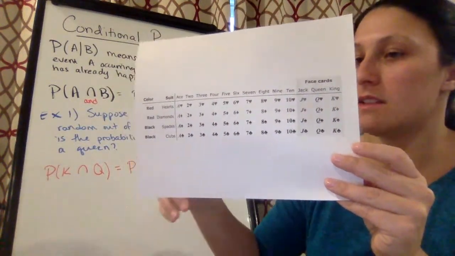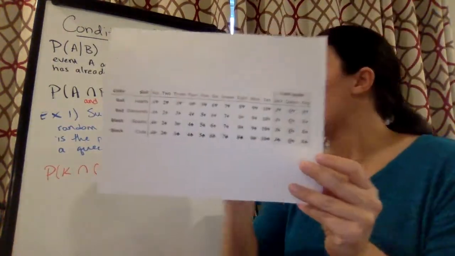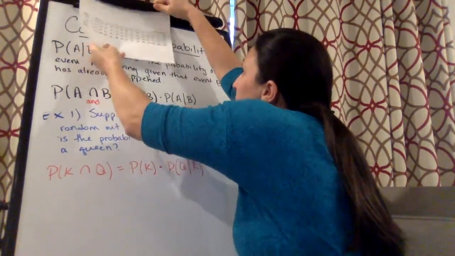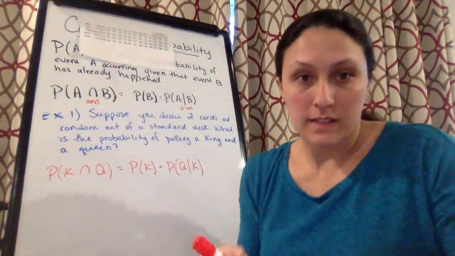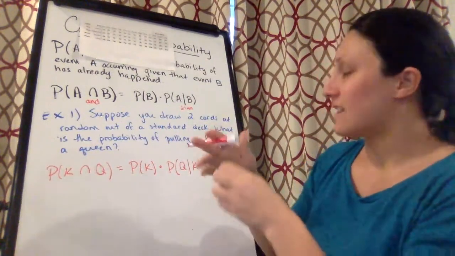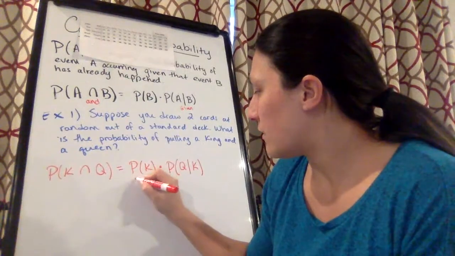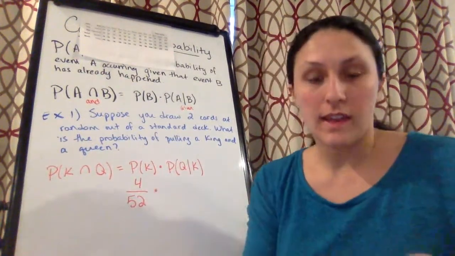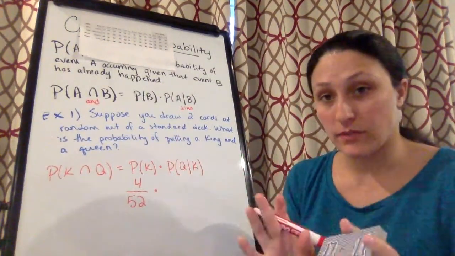And so you can see that there are 4 kings and there are 4 queens. Okay, so maybe we'll just stick this up here momentarily so that we can all see it and refer to it. It's a little small, but I'll refer to it. So the probability that you pull a king on the first card is 4 out of 52 because there are 4 kings in the deck and there are a total of 52 cards. So that's the probability that a king happens first.